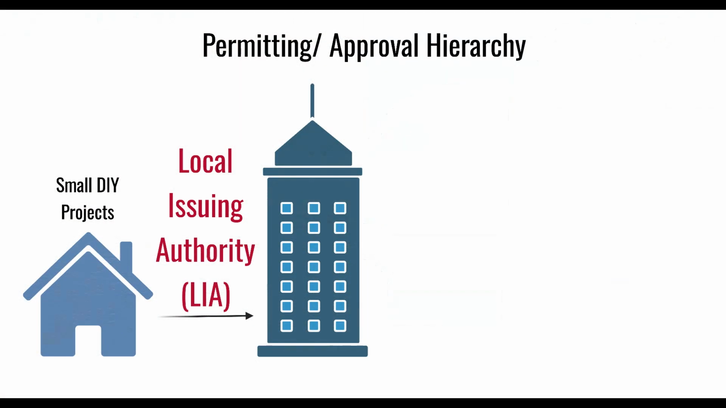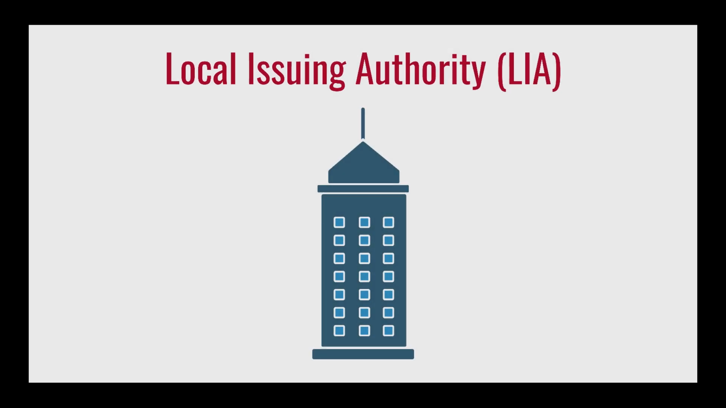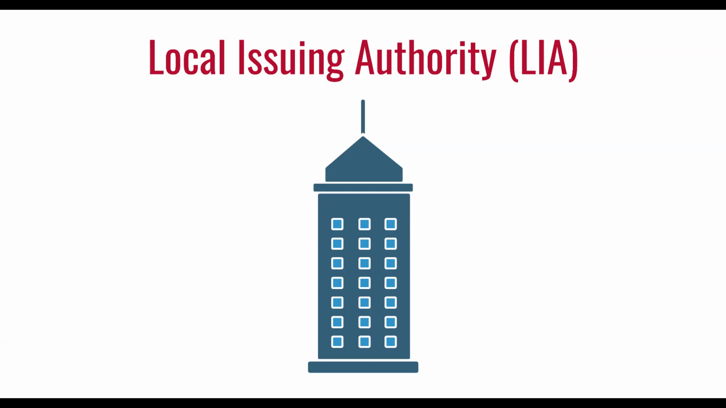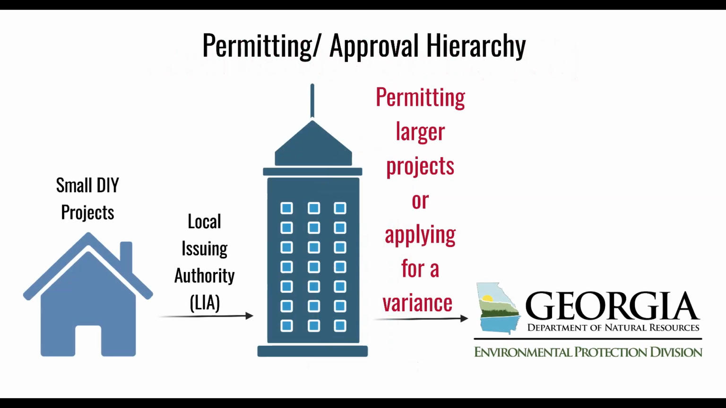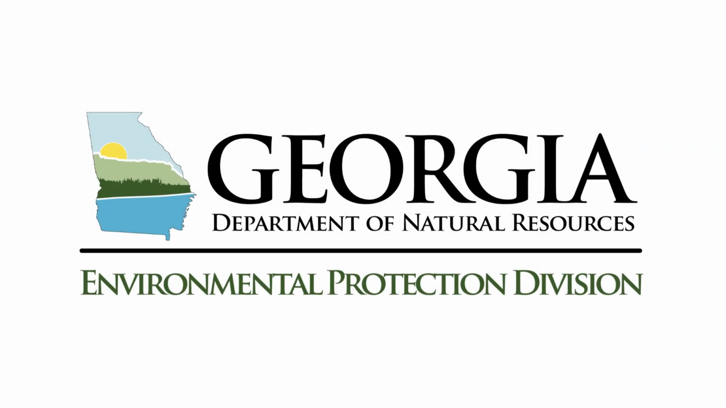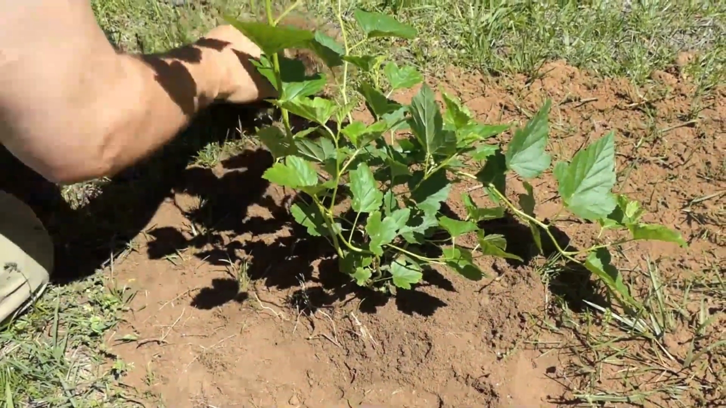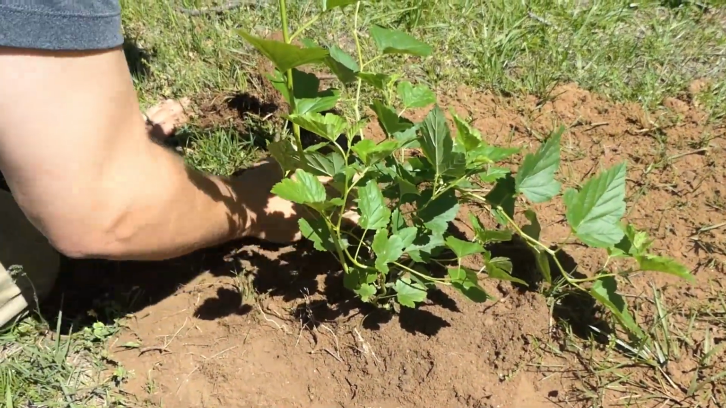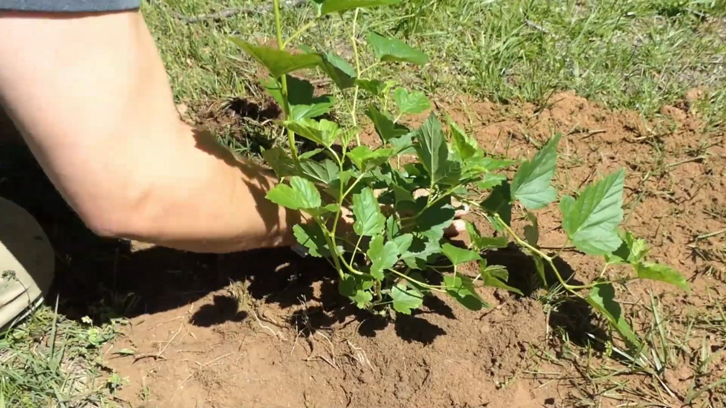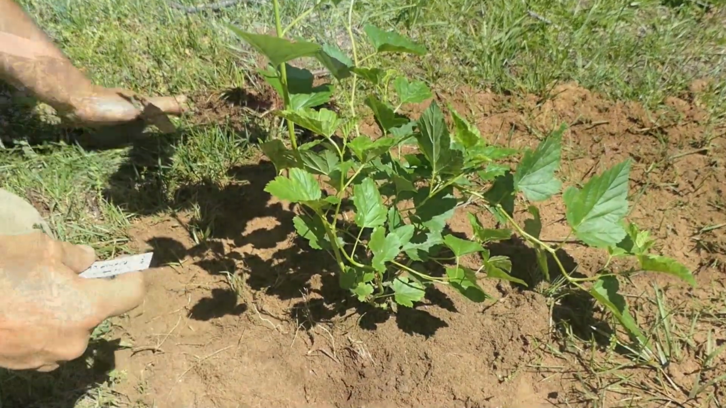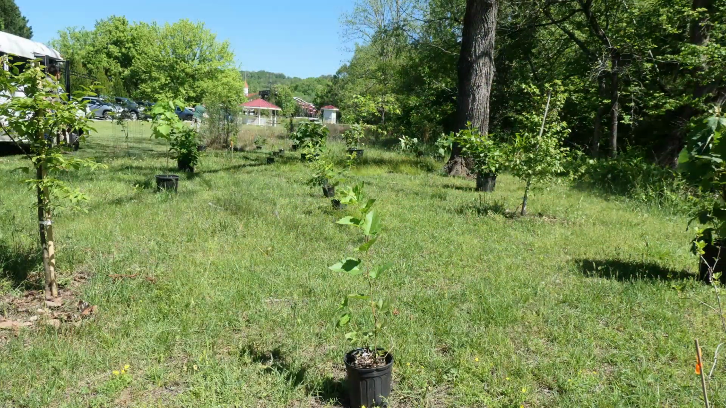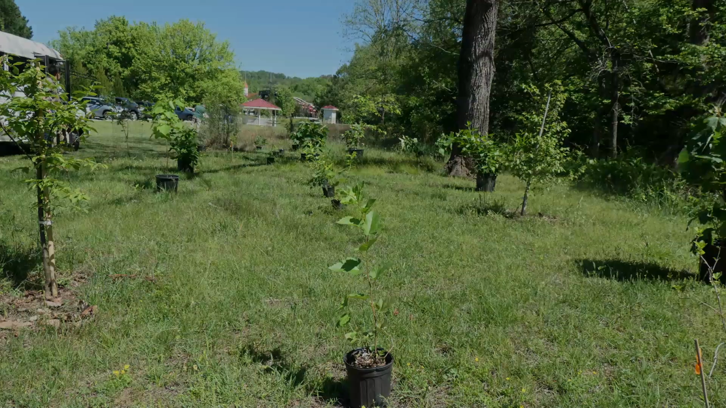Start by checking with your county or city planning office, often called the local issuing authority. They'll tell you if you're fine to proceed or if you'll need to apply for a variance through the Environmental Protection Division. For most homeowners, planting native vegetation doesn't require a permit. But when in doubt, ask locally first. It can save you time, money, and headaches later.